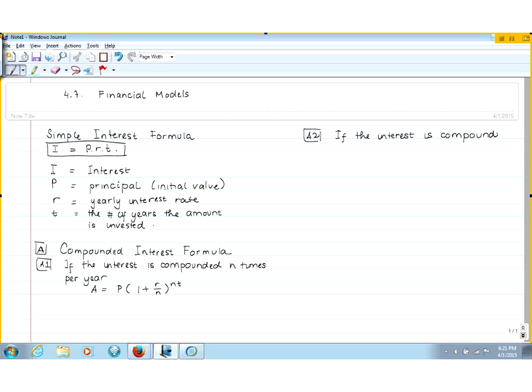then the formula is A is equal to P E raised to RT. So at this point, what we want to do is define what all the variables are.